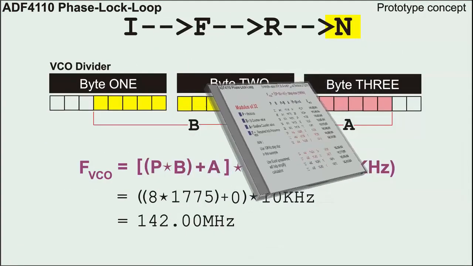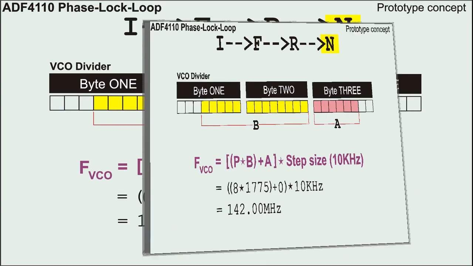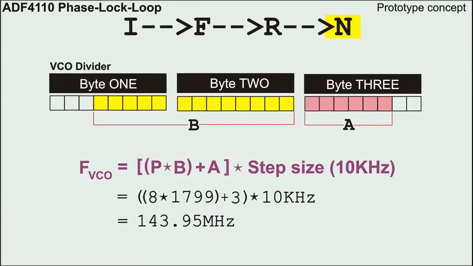We will proceed with building a prototype in which the VCO is locked to 142.00 and 143.95 MHz using modulus of 8. At 142 MHz, the value of B is 1775 and A is 0. At 143.95 MHz, B is 1799 and A is 3.